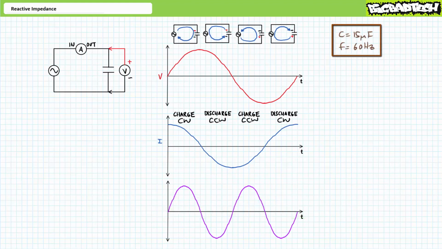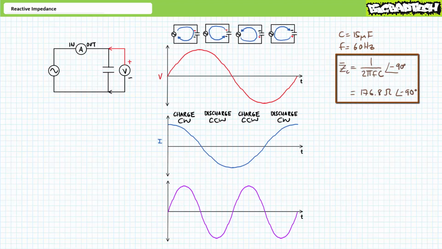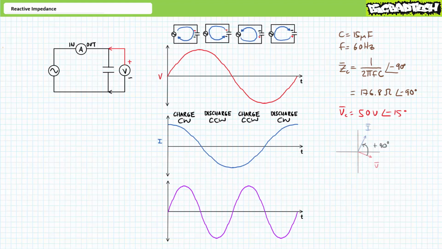For example, given a 15 microfarad capacitor at an excitation frequency of 60 Hz, this capacitor presents a complex impedance of roughly 176.8 ohms at an angle of negative 90 degrees. Let's say this capacitor is known to experience a voltage differential of 50 volts at an angle of negative 15 degrees. I am absolutely confident that any manipulation of Ohm's law will demonstrate current will lead voltage by a relative 90 degrees.